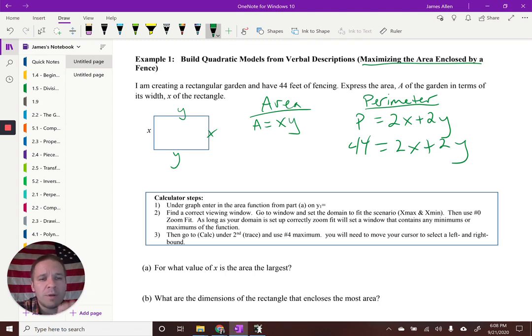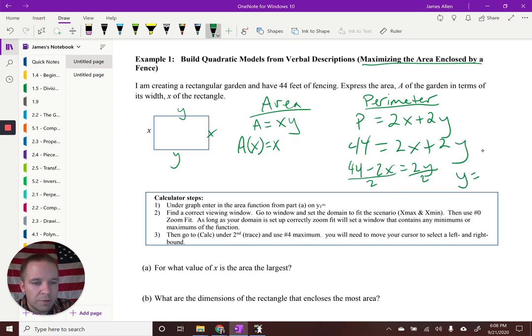So what I'm going to do is I'm going to try to get my area function to be a function just of x, right? I want this to be A of x, which equals x times, well, what if I got y to be in terms of x over here in my perimeter function? I like that idea. I could subtract 2x and have 44 minus 2x equals 2y. Then I can divide by 2 on everything, and I'll have y equals 22 minus x.